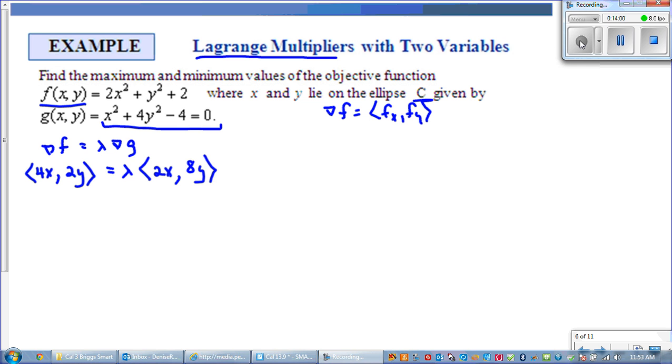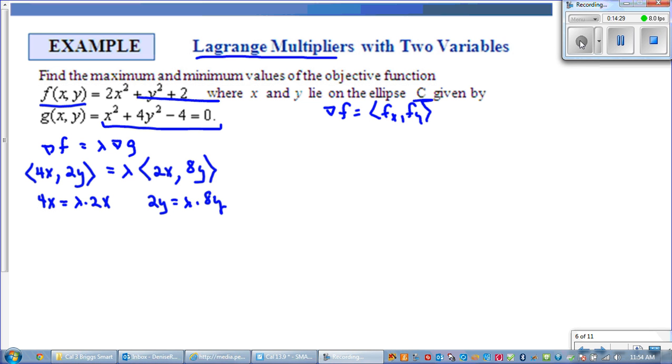Now we want this vector equation to be true. If you multiply lambda through on the right side, you have that 4x must equal lambda times 2x. That's the first component. And you have 2y must equal lambda times 8y. Now we've got three variables with only two equations, so we're not going to be able to get unique x, y, and lambdas for that.